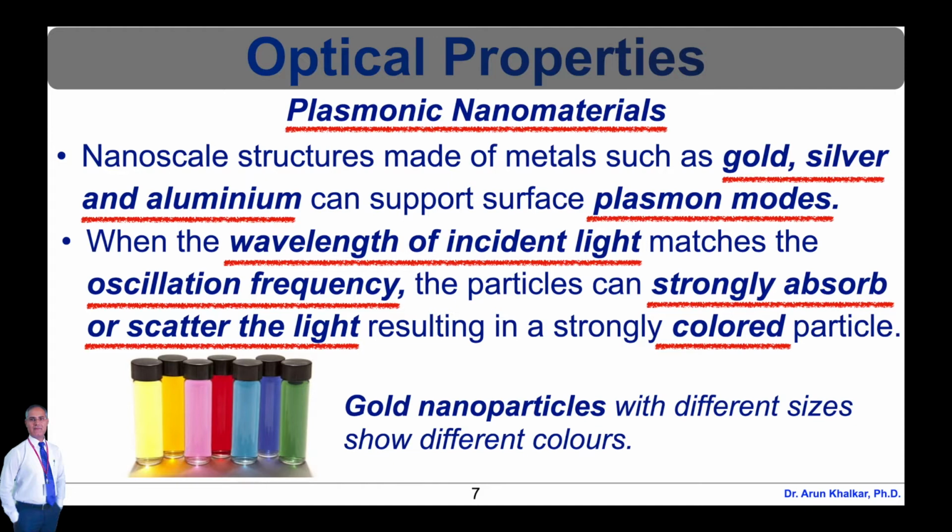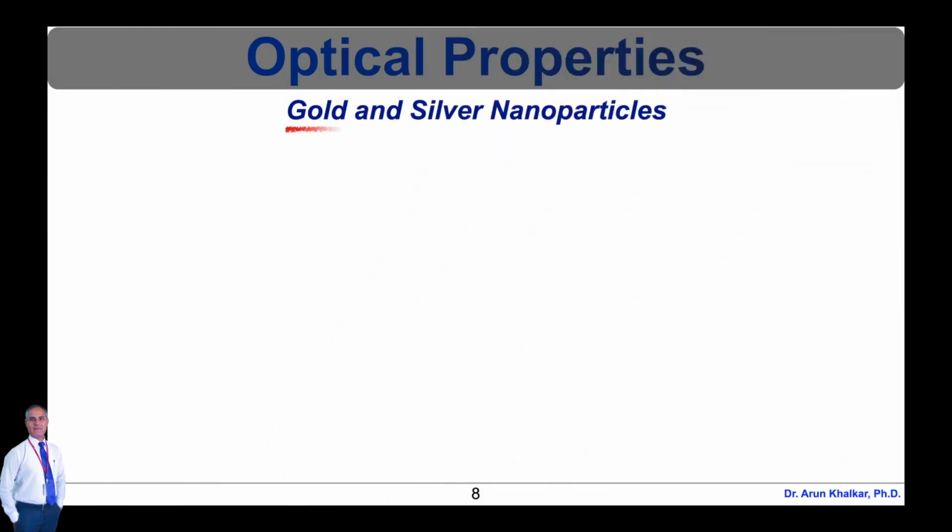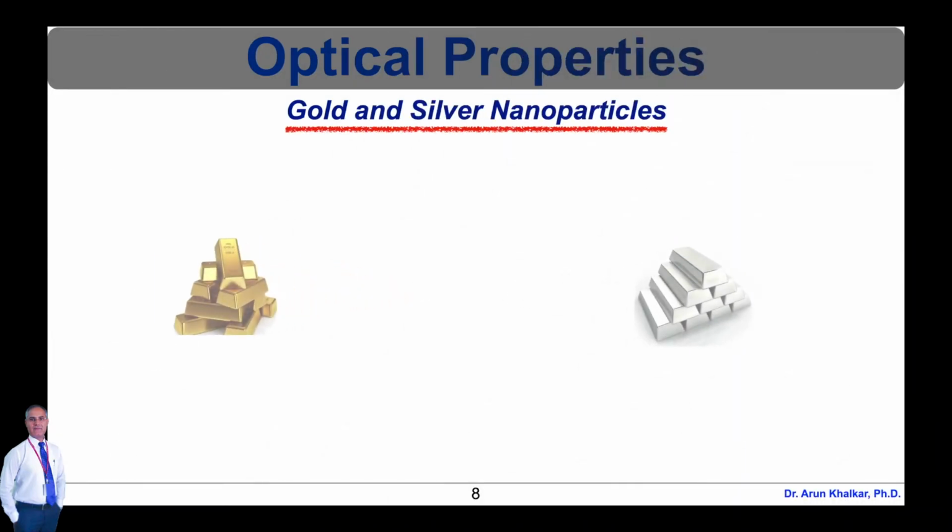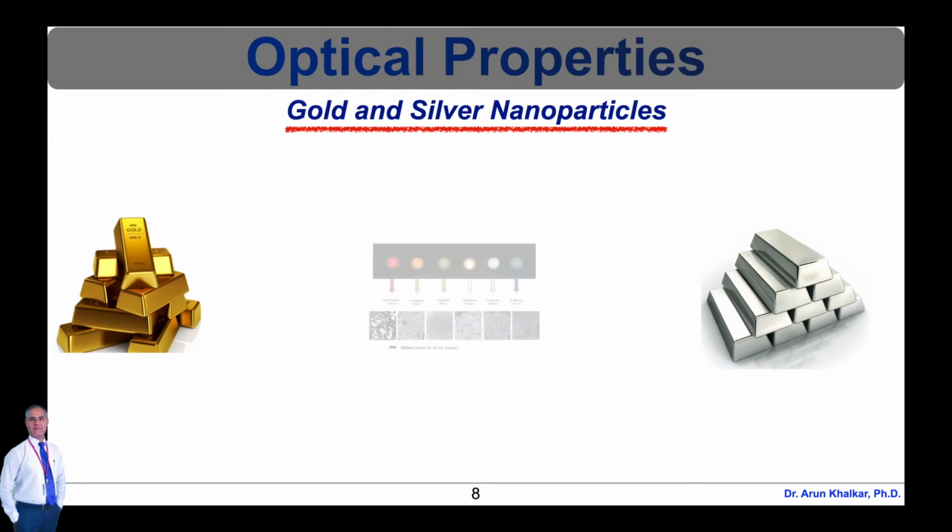By changing the particle size, dopant, and dopant concentration, plasmon resonances in the near infrared and short wavelength infrared can be fabricated, as shown in this picture. Gold nanoparticles with different sizes show different colors. In this picture, gold and silver nanoparticles with different colors and sizes are shown.